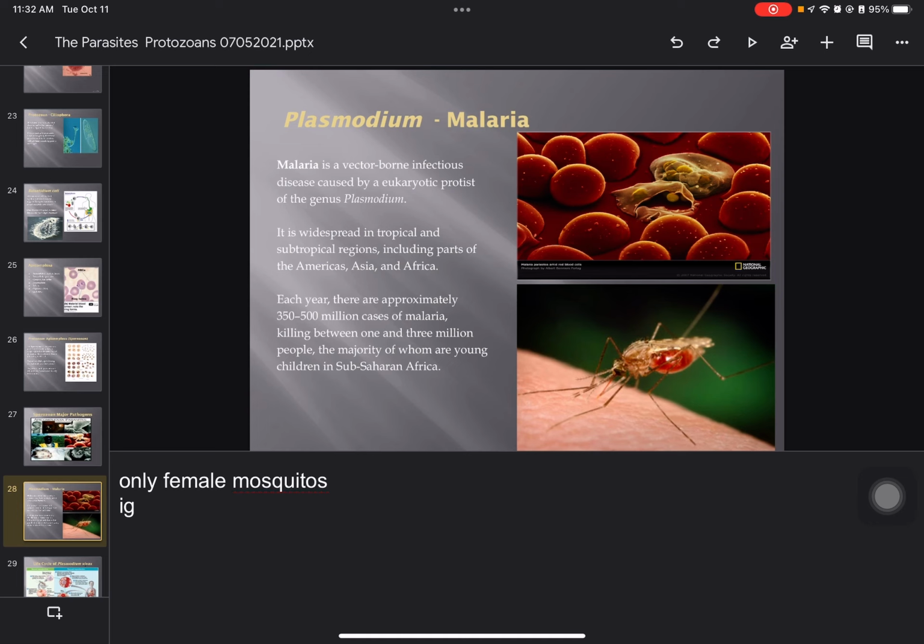For protection? There are three big genera of mosquitoes in Texas. I'm going to talk about them in a little bit.